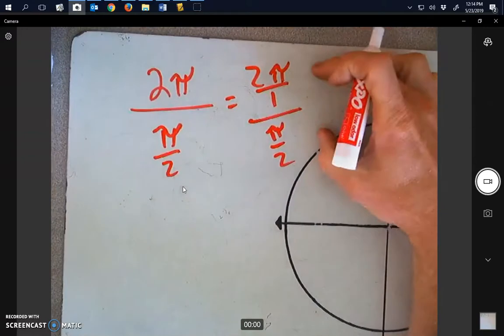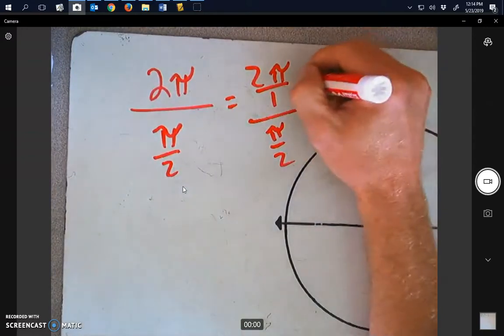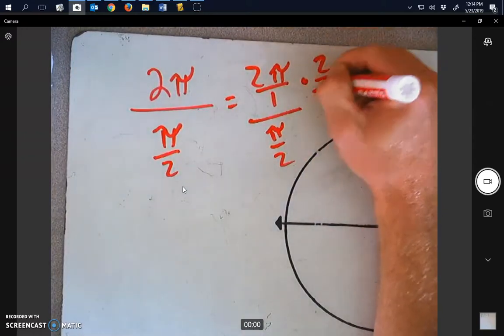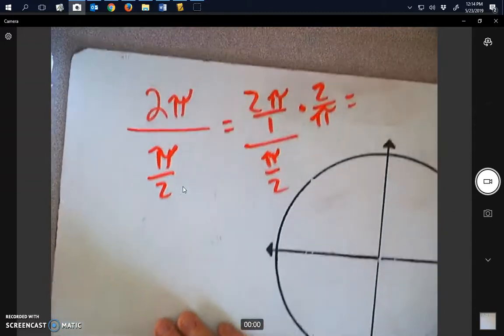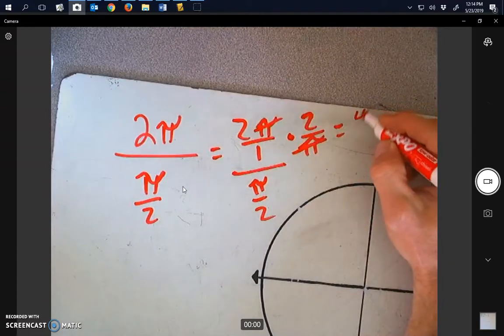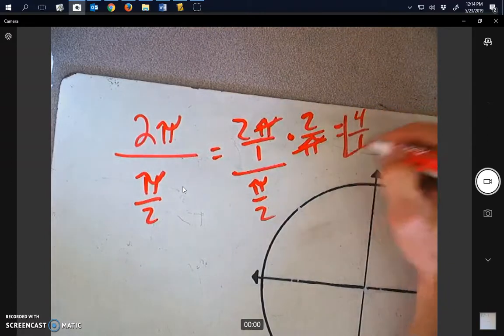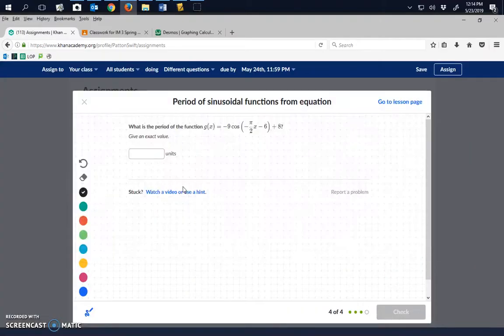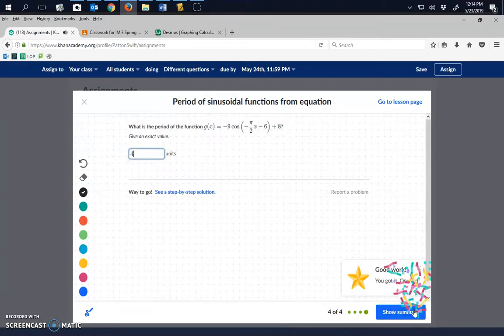Now when we have 2 fractions that we're dividing, we take the bottom one, we flip it and multiply, like so. And now we see what we can cancel out. The pi's cancel out. We get 2 times 2 is 4 over 1, which is simply 4. And we're done.